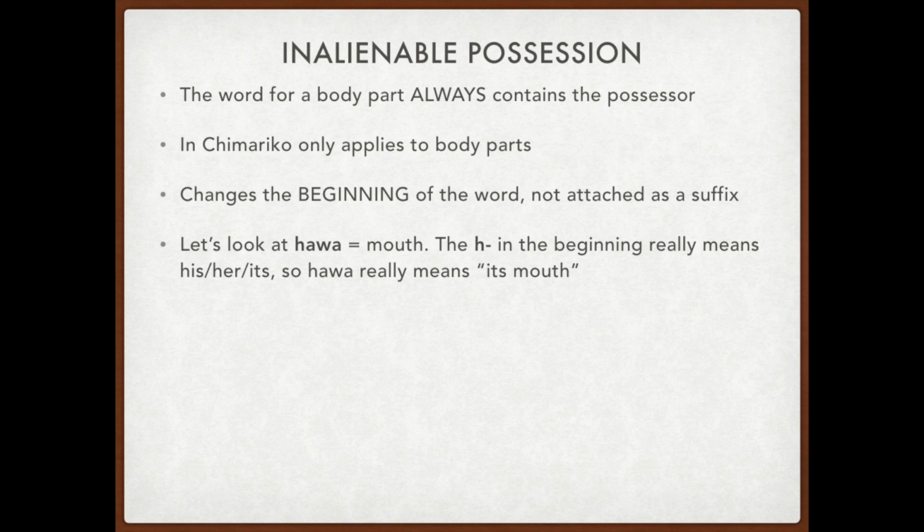And so what I mean by the word for a body part always containing the possessor: if we look at the word hawa, which means mouth, the h in the beginning actually means his, her, its. So hawa really means its mouth. It does not really mean mouth. It's its mouth, or his, her, its mouth. So if someone asks you what is the word for mouth, you just have to say hawa, but it really means its mouth. It really means someone's mouth, right?